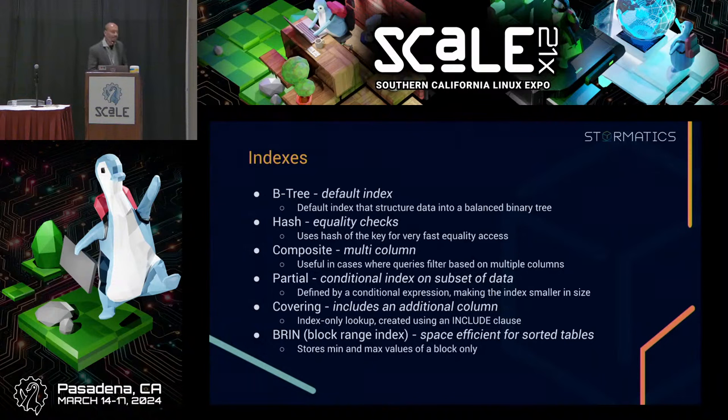A covering index is used, well, there's a very slight difference between a covering index and a composite index. A covering index also captures multiple columns, but this is used when you don't want your queries to hit the table, you only want your queries to retrieve data from the index.